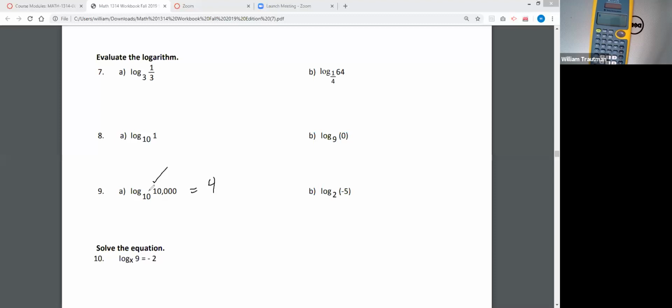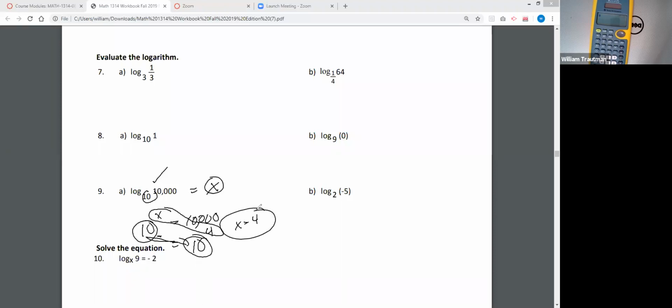So anytime you have a base 10, you can plug it straight in your calculator, or we can skip the calculator. Let's say we don't know the answer, and we just put x. 10 to the x power equals 10,000. Well, 10,000 in base 10 is 10 to the 4th power. 10 times 10 times 10 times 10. When the bases are the same, the powers are the same. x equals 4. You see, either way, we get x equals 4 for number 9. All right, B.